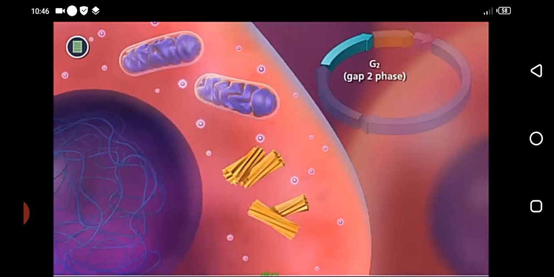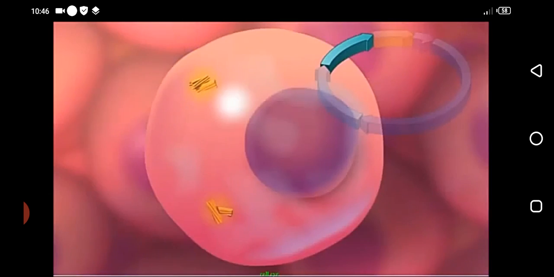Most eukaryotic cells spend a great deal of time in interphase, and a very short period of time actually dividing, a process called mitosis.